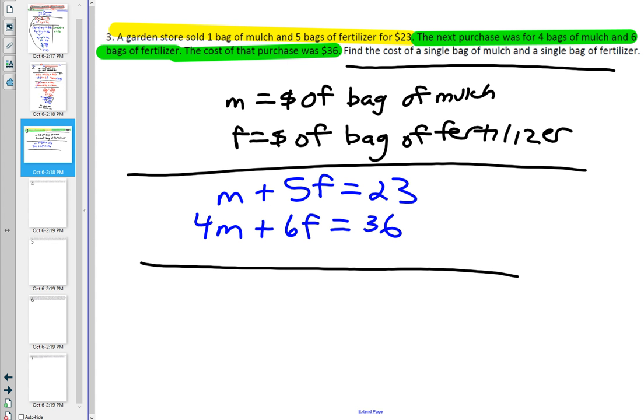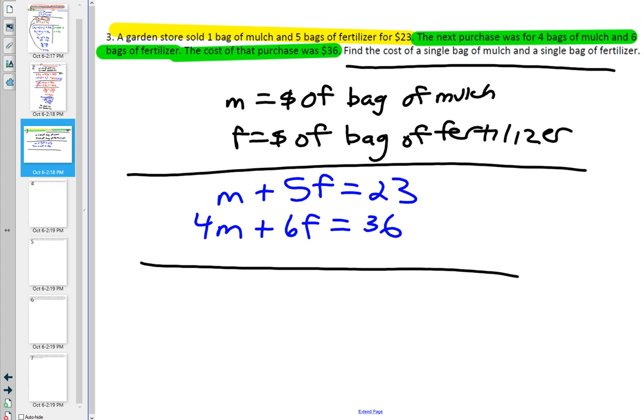Maurice, how would you get rid of the M? Get it? Maurice, how would you get rid of the M? Oh, you would call me Aurice. How would you get rid of the M, Maurice? Good job, Maurice. Go ahead, Emma Grace.